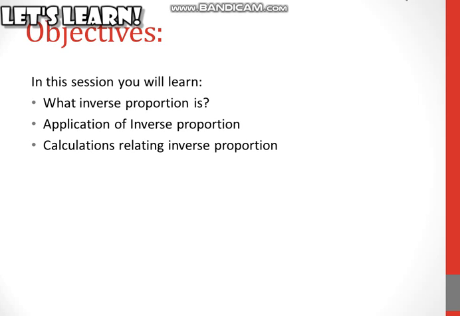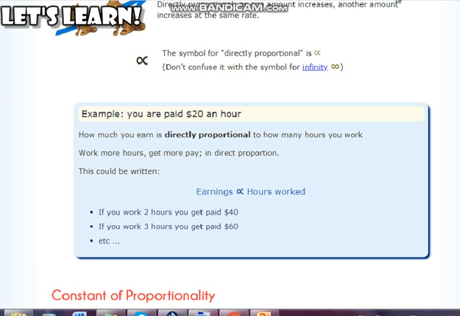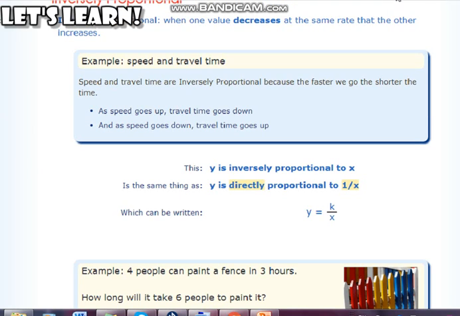So let's begin. So we have understood that the direct proportion deals with the quantities which increase together. अगर एक quantities increase करती हैं तो दूसरी quantities भी increase करेगी. But the inverse proportion is a bit opposite. So what is basically inverse proportion? Inverse proportion basically क्या होता है?